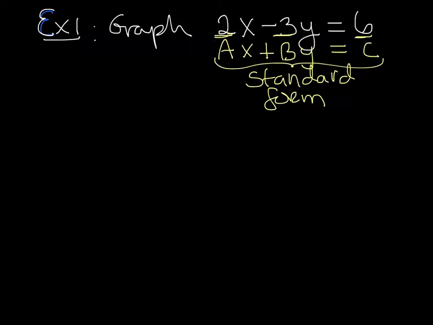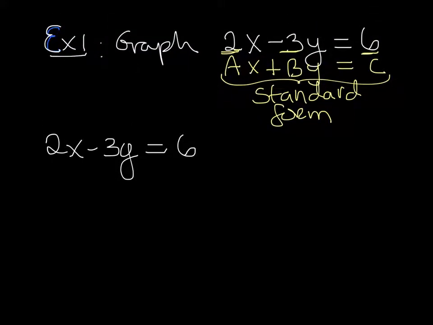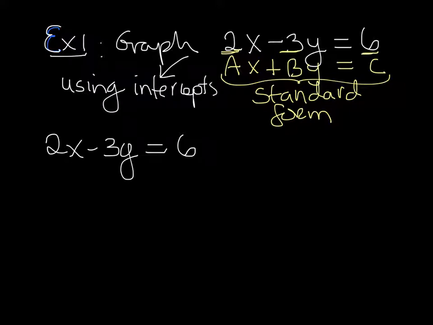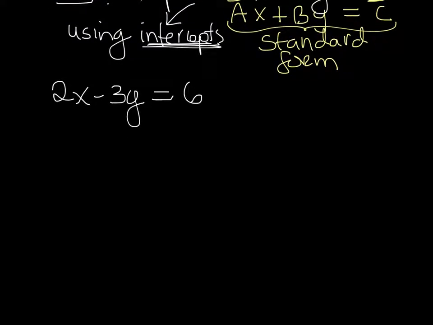Okay, so we have 2x minus 3y equals 6. And actually, let me be more specific. We want to graph this equation using intercepts. And when we say intercepts, it's plural, it's the x and the y intercept. Okay, so now that we're a little more specific, how do we do this?